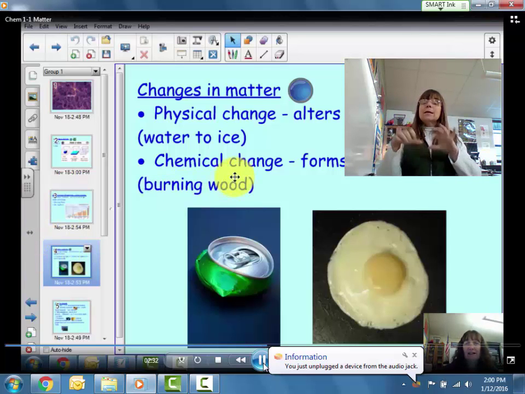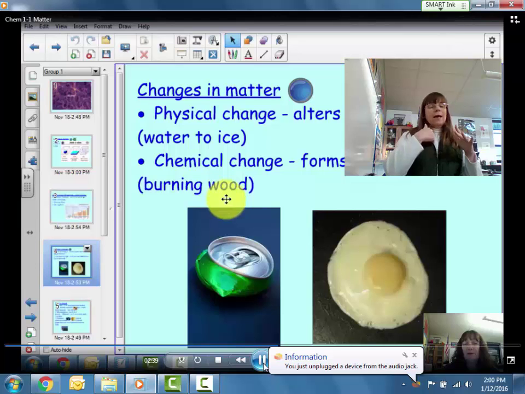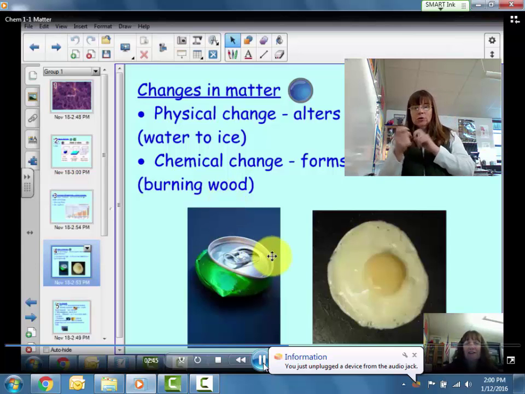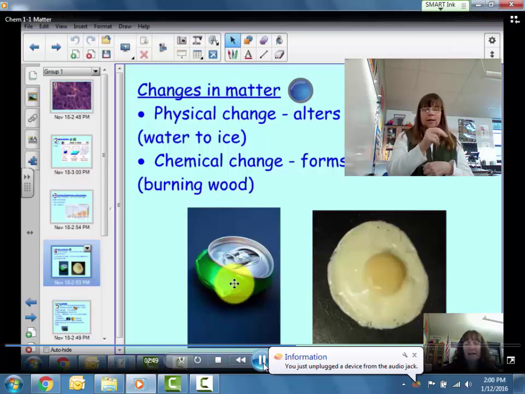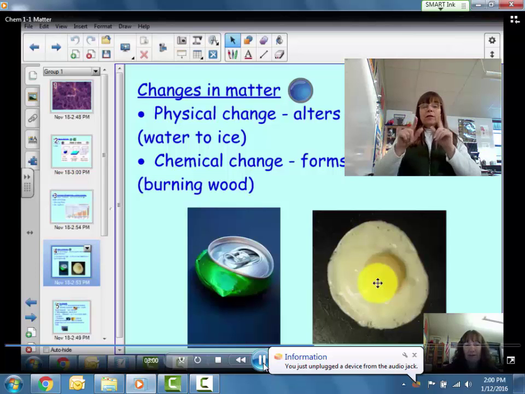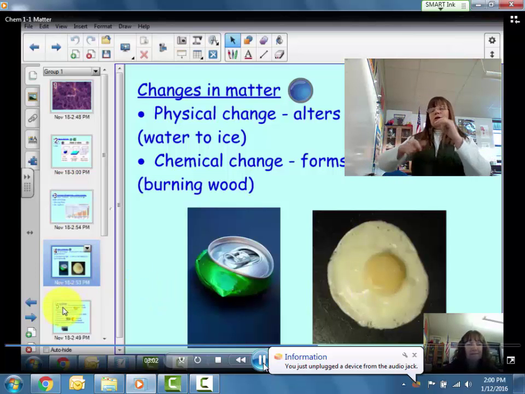Whereas in a chemical change, you form a new substance, so it goes through a change and you don't have what you started out with. Like burning wood, when you burn wood in your fireplace, the wood's gone. You can't get that back. So for the examples down here, a physical change would be like if you crush an aluminum can. It looks different, but it's still an aluminum can. Whereas when you fry an egg, this egg looks a lot different from the egg you started out with when it's raw.